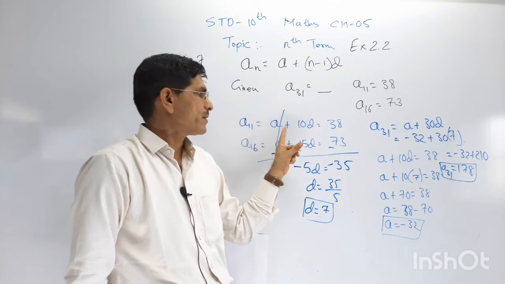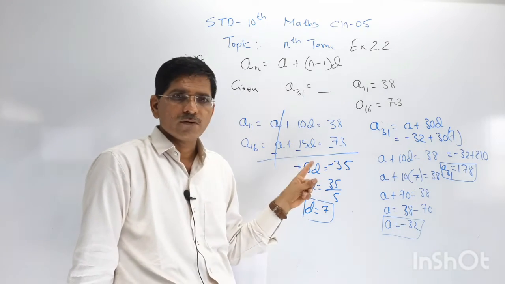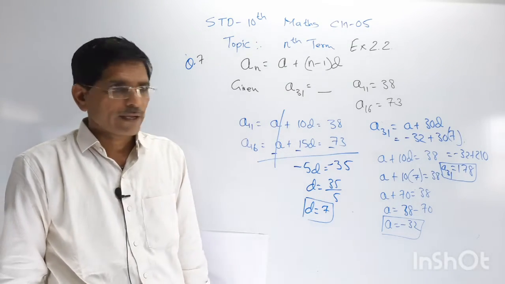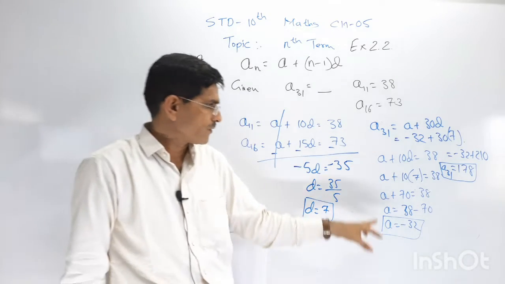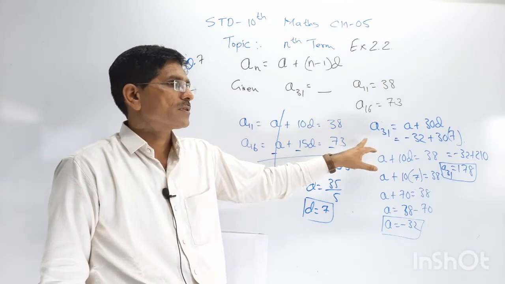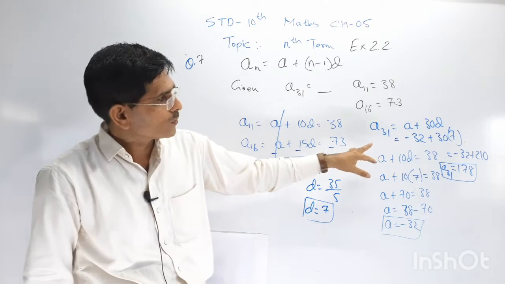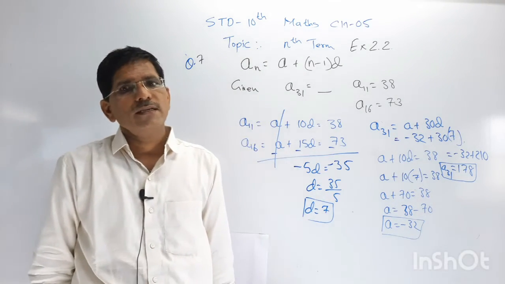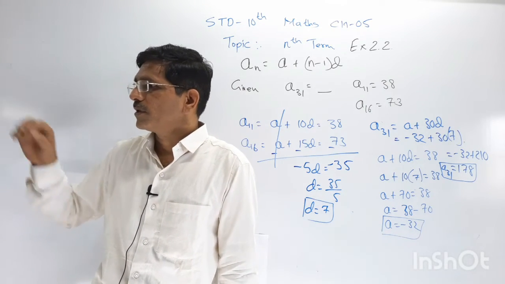What am I doing again? A11 is equal to A plus 10D is equal to 38. A16 is equal to A plus 15D is equal to 73. Change the sign. Then D is equal to 7 I have got. Put D is equal to 7 in any of the above equations, we can get the value of A. By putting both values, A and D, in the third equation, A31 I have to find out. So that is A plus 30D, and I will get A31 is equal to 178. So up to 7 sums I have completed.